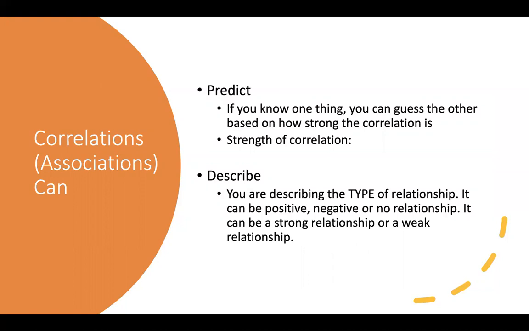So you can use association. It's so useful. You can use it to predict. You can use it to describe. If you know one thing, you can say, well, this is highly associated with the other. So it's probable that if you're high on this, you'll be high on the other one. Or if you're really low on this, then you'll be high on the other. You're using the association to predict one value from the other value.